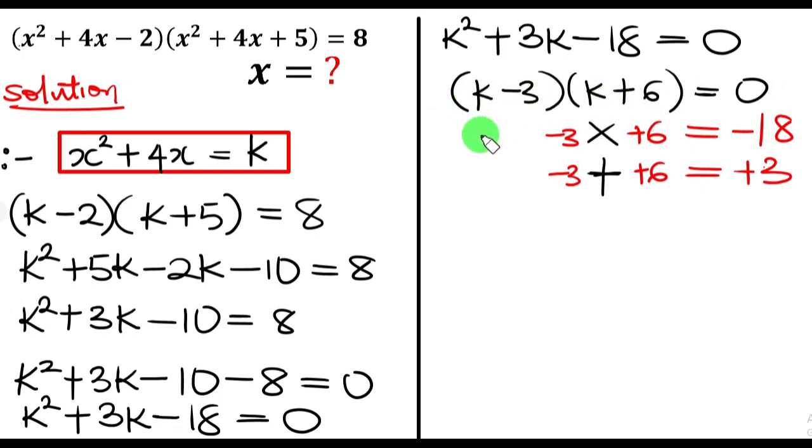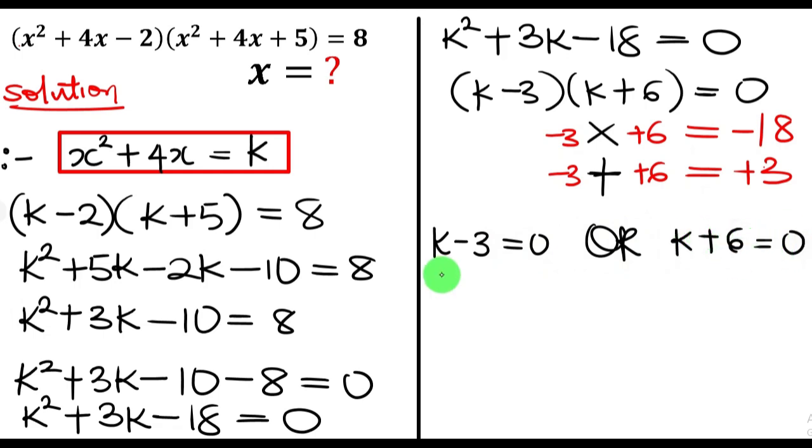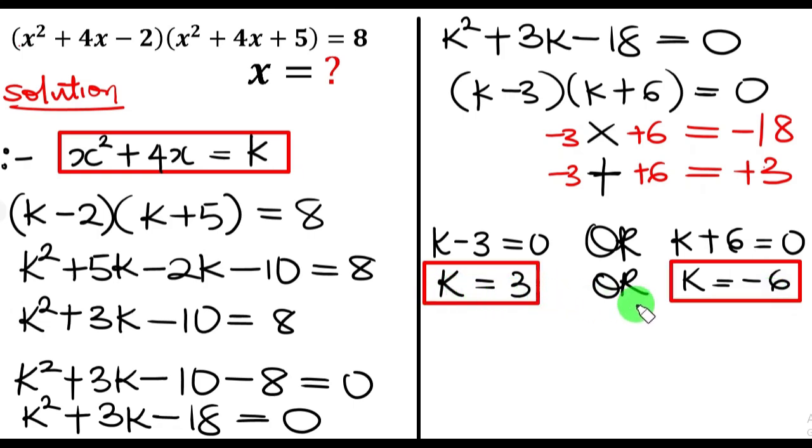So what does this mean in mathematics? It means that k minus 3 equals 0, or k plus 6 equals 0. So at the end of the day, I can say my k here is just equal to 3, or my k here is equal to minus 6. Recall that from the beginning, we've assigned x squared plus 4x to k. So wherever I see k here, I'm going to replace it with x squared plus 4x. And that's what I'm going to do for the second one.